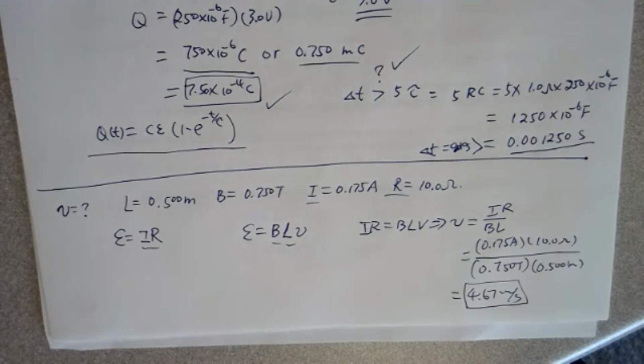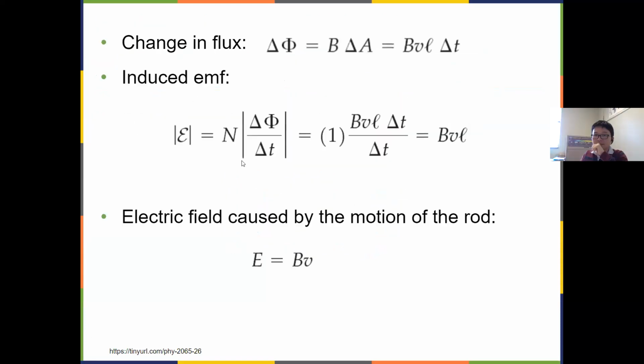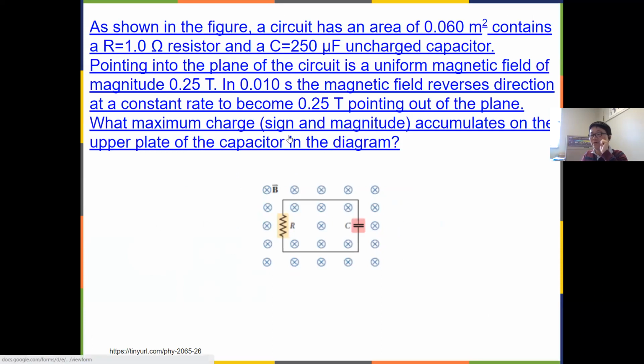I just realized one thing. In the previous example, I forgot to mention that the example we checked also wants to find the sign of the charge on the upper plate. So we have to determine the direction of the current, so we can see if there is a negative charge generated on the upper plate or a positive charge on the upper plate.